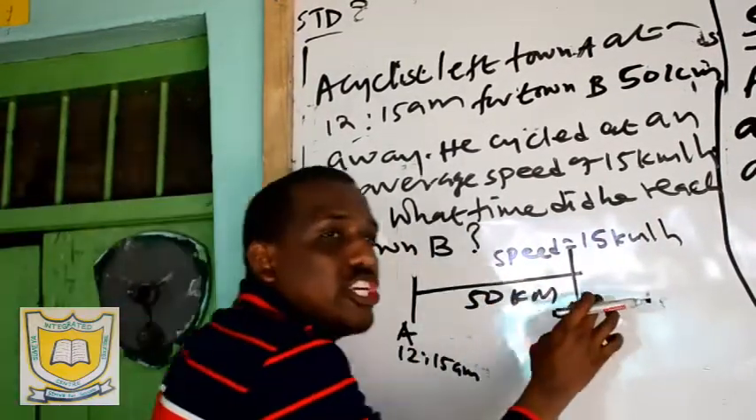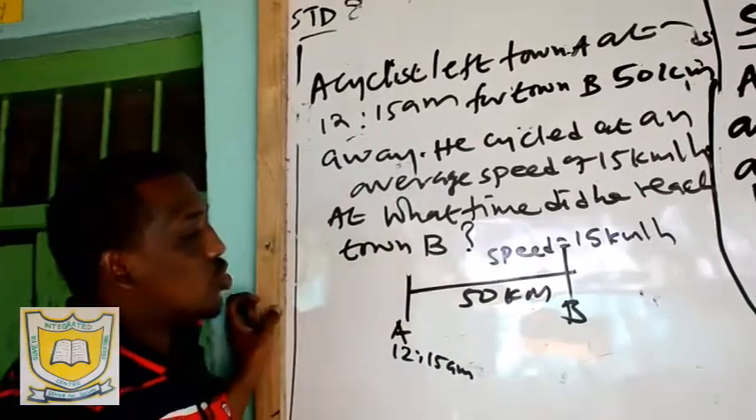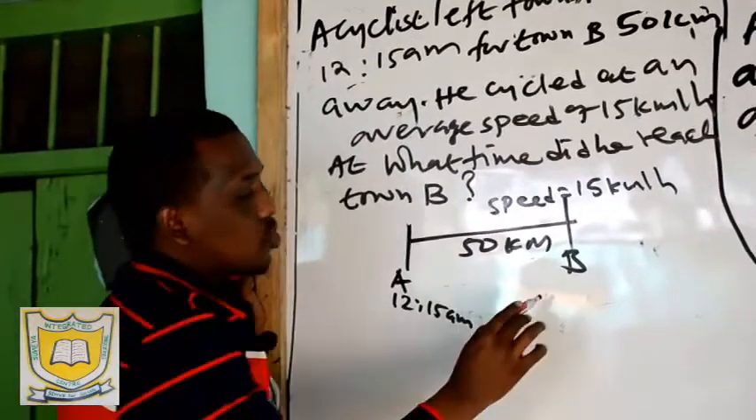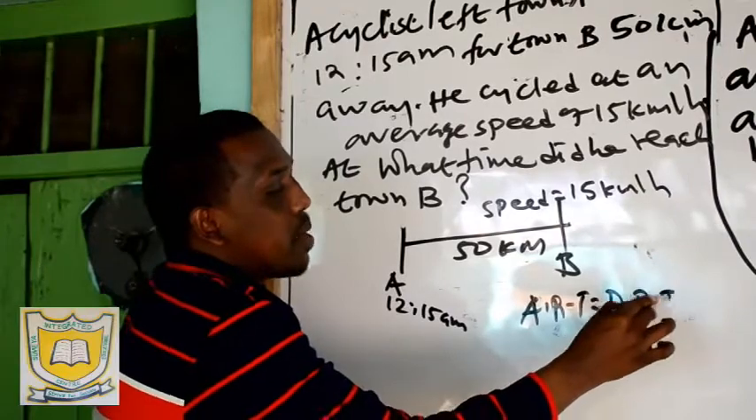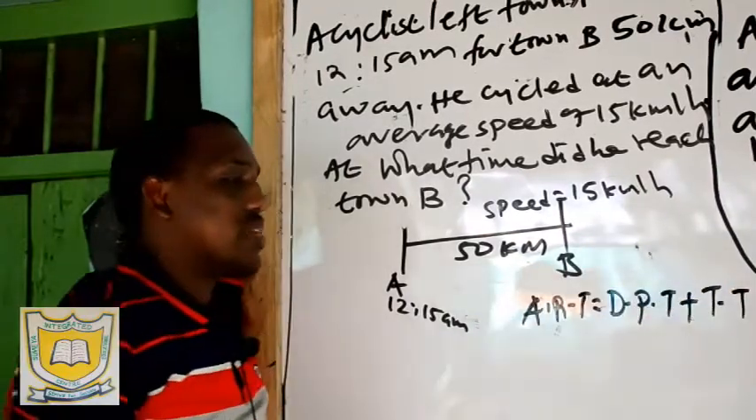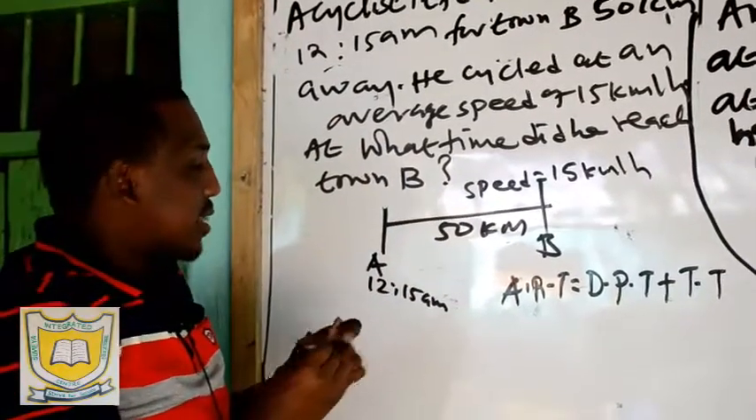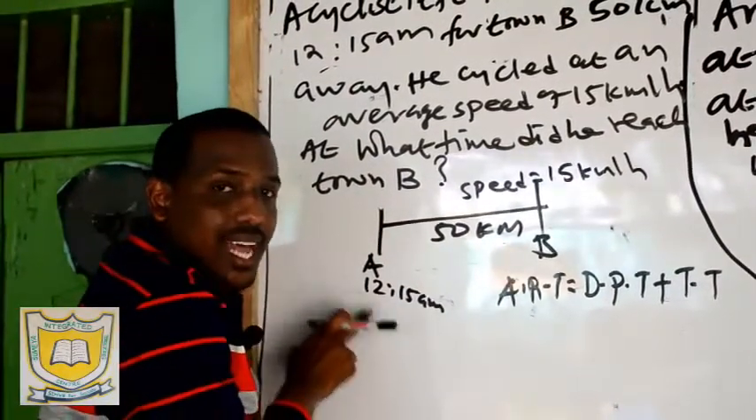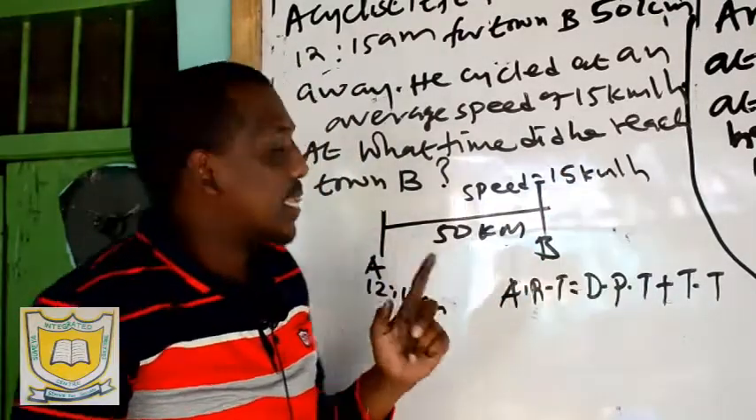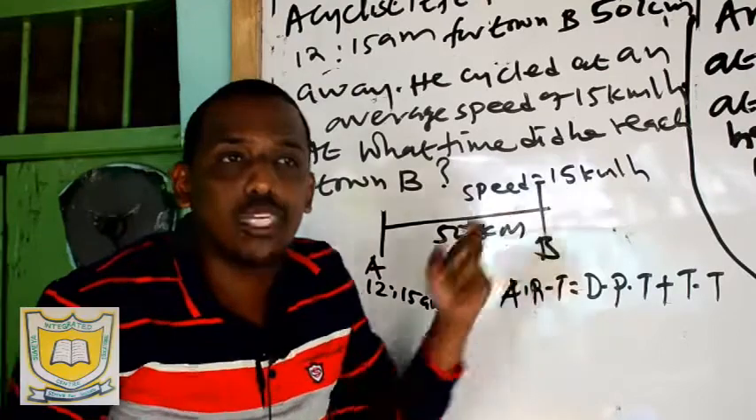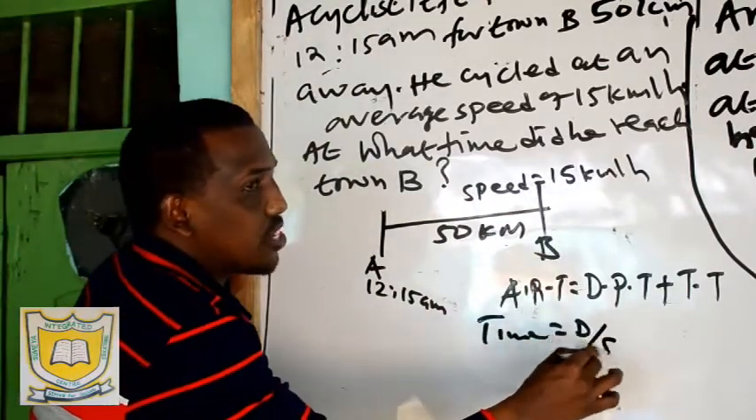At what time did he reach town B? They are asking for arrival time, the time he arrived at town B. So how do we get arrival time? We have learned that arrival time is equal to departure time plus time taken. Now, departure time we have, the starting time. But the time taken we don't have, so we must get the time. Time is equal to distance over speed.